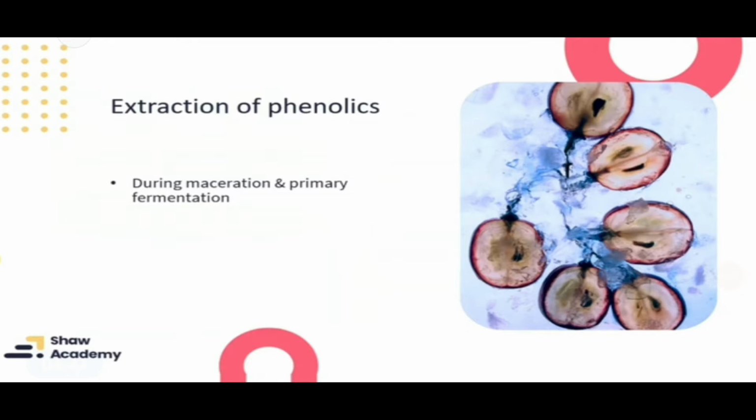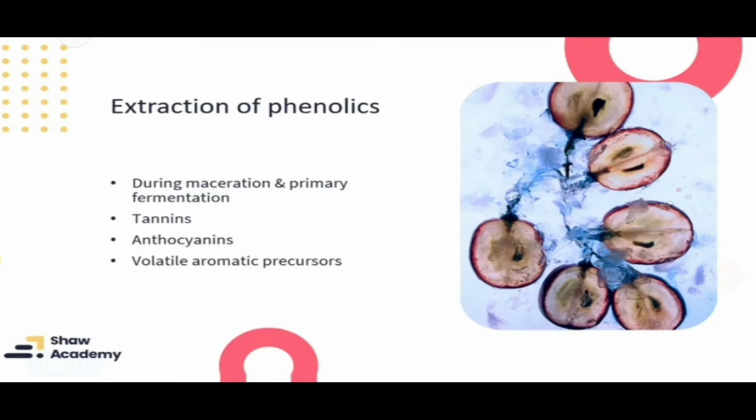So during maceration and primary fermentation, 3 major phenolic compounds are extracted from the grape skins. They are tannins, anthocyanins, and certain volatile aromatic precursors.